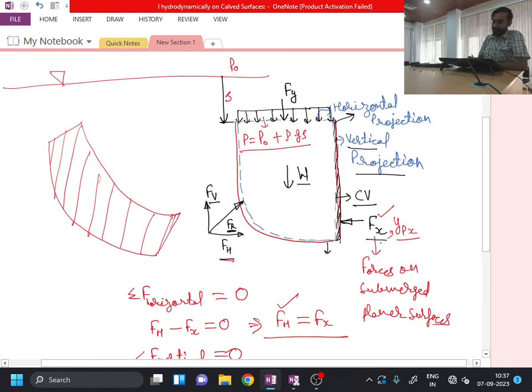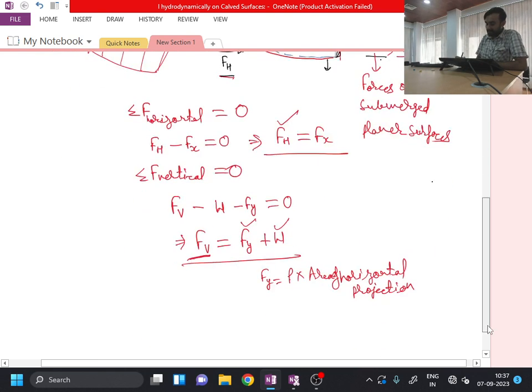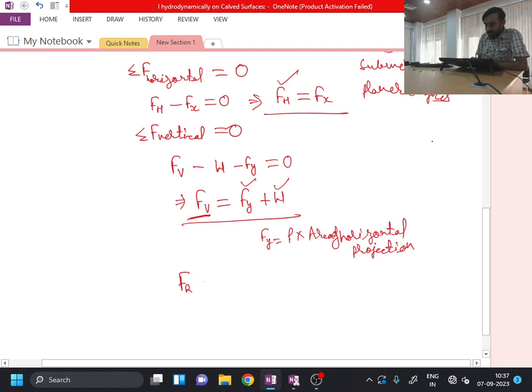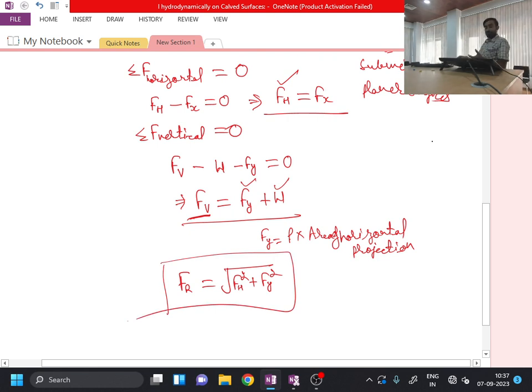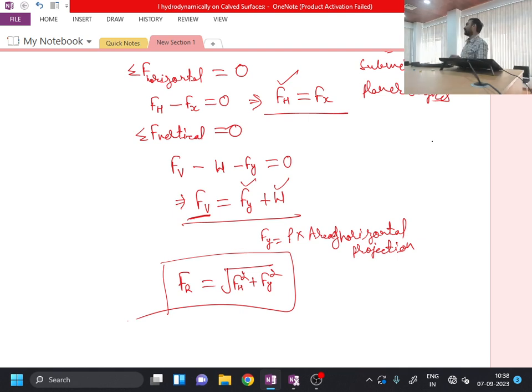Okay, so now if I know Fv and Fx, I can simply determine the resultant force Fr, which is nothing but square root of Fx square plus Fy square. Okay, so this is my total resultant force, which is supplied by this particular submerged curved surface on the liquid volume. Okay, so from Newton's third law, the same will be the magnitude of force, but in opposite direction.